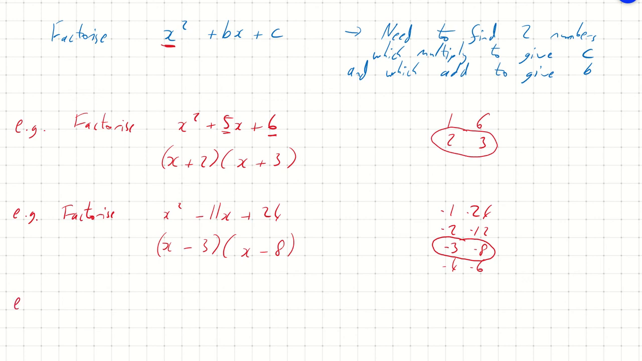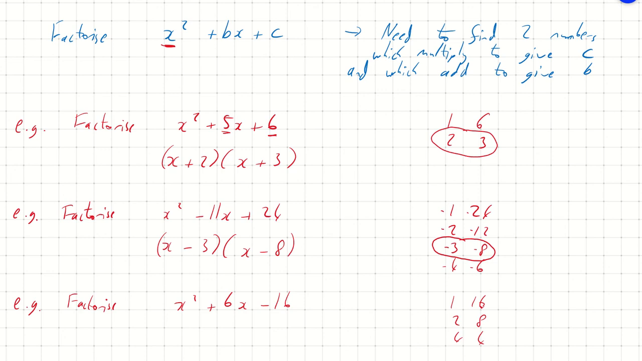Okay, let's do one more example. Factorize x squared plus 6x minus 16. So two numbers that multiply to give 16: 1 and 16, or 2 and 8, or 4 and 4.